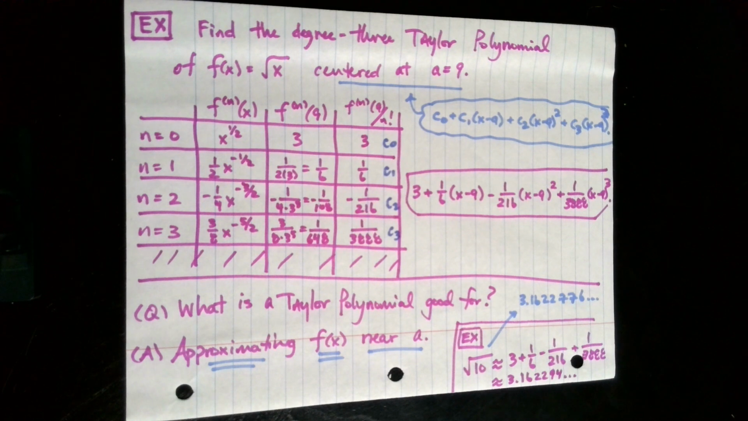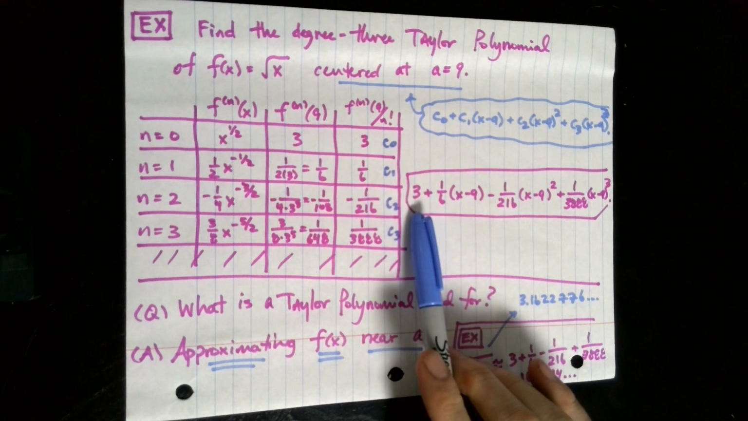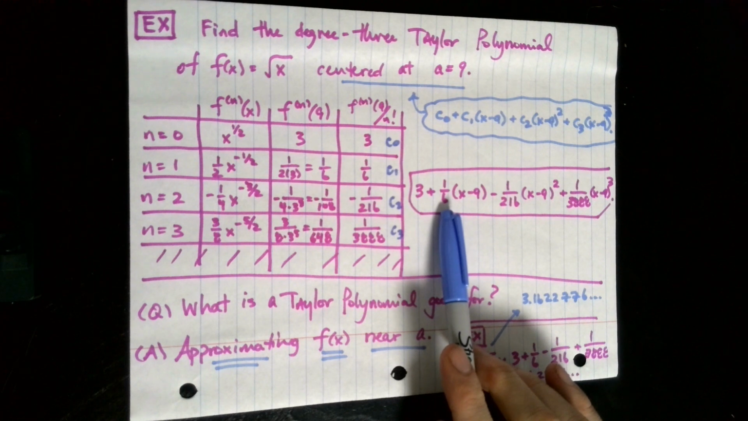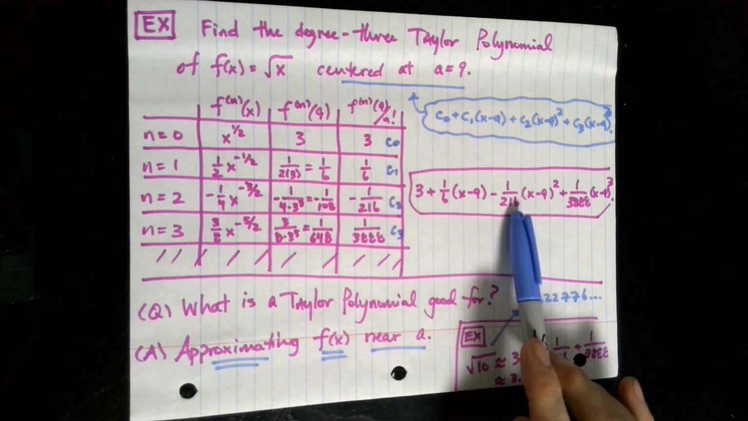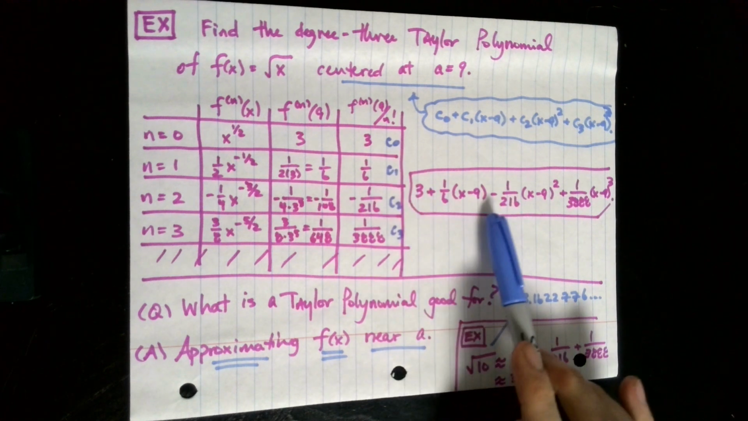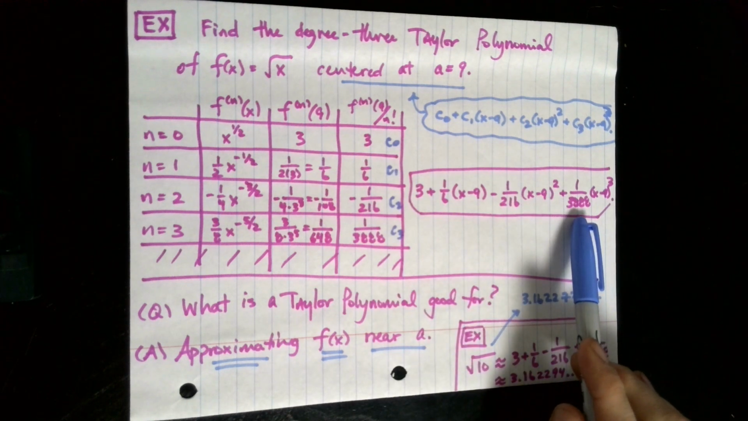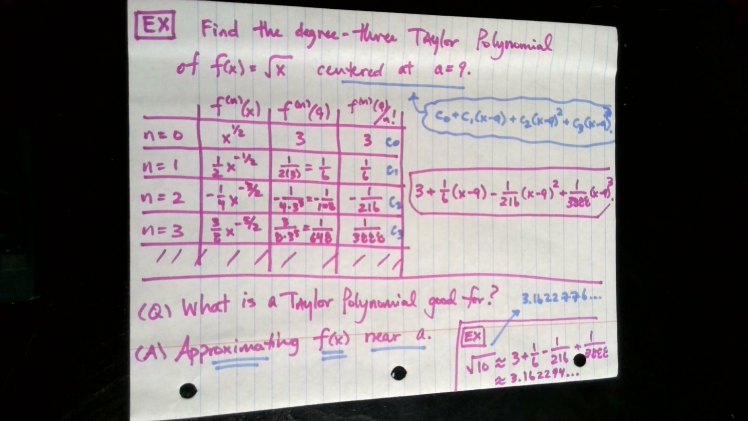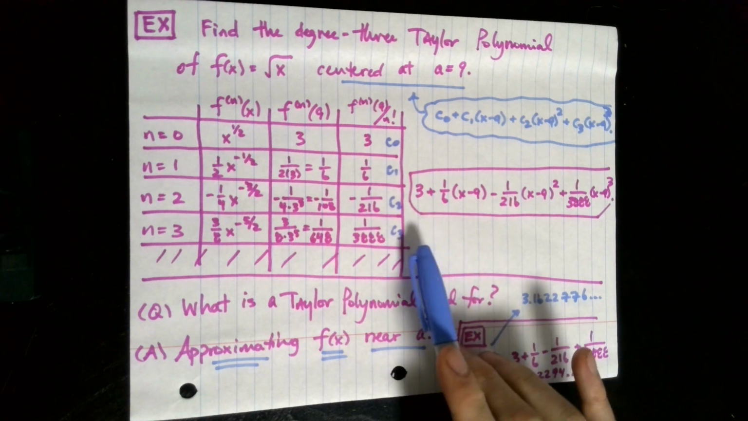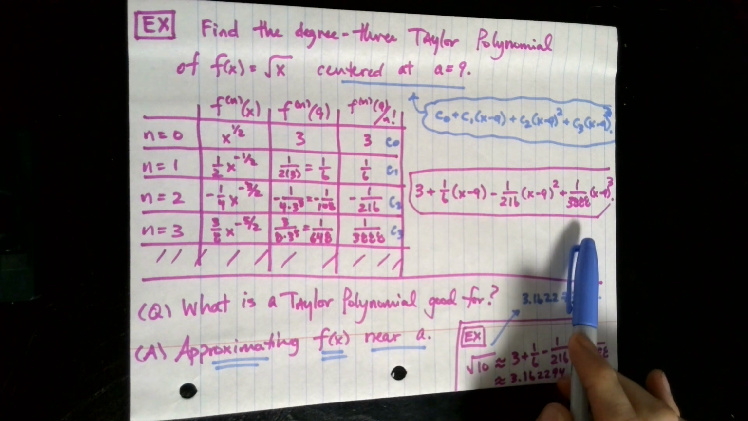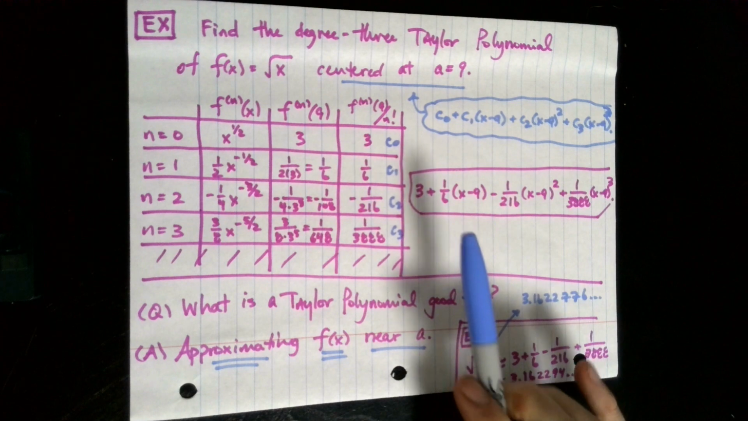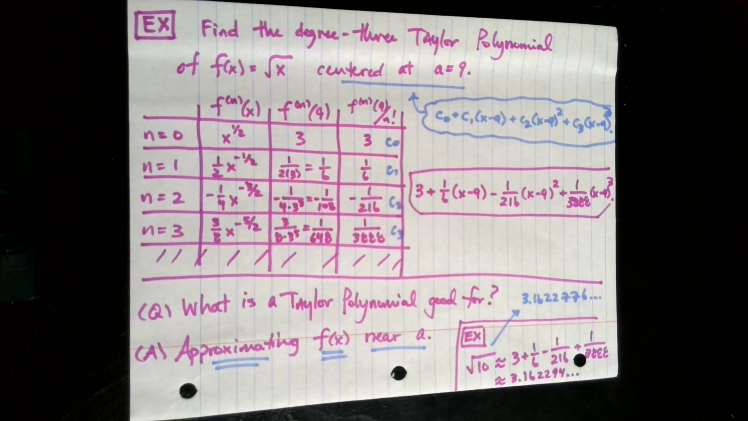from 0 to 3. So our constant coefficient is 3. The coefficient in front of our degree 1 term is that 1/6. The coefficient in front of our degree 2 term is that minus 1 over 216. And the coefficient in front of our degree 3 term is 1 over 3,888, as it turned out. And the long story short is this polynomial, note it's a degree 3 polynomial, is the degree 3 Taylor polynomial associated with our function. What does that mean?